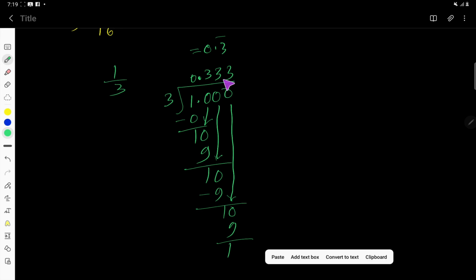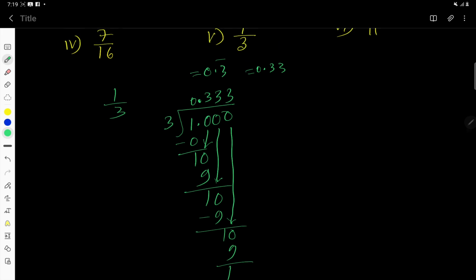So here the repeating digit is 3, so you can write like this. Or if you want to round it to the 100th place, then you can write 3 because this number is less than 5, right? This or this is the result.